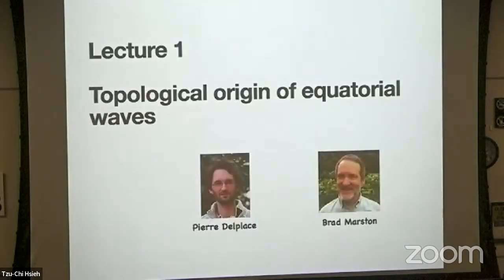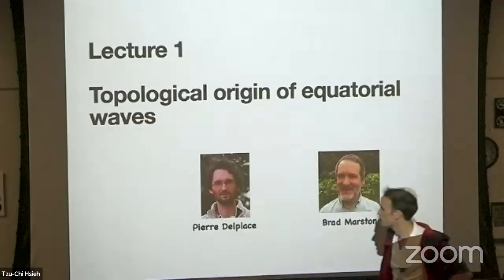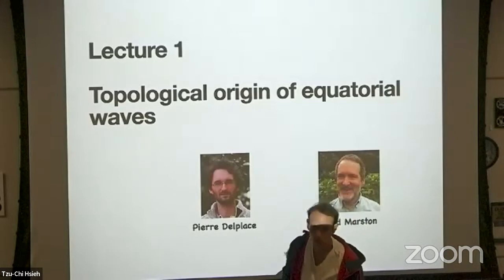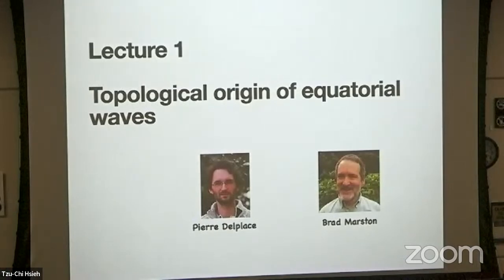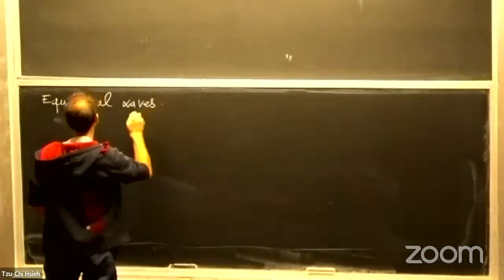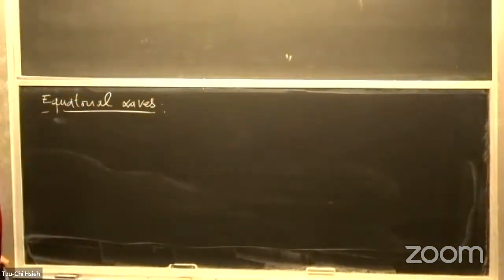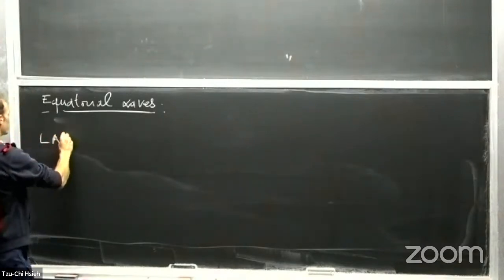Okay, so let's go for the first lecture. The first lecture is really based on work done with Brad and another colleague in Lyon, Pierre Delplace, who comes from condensed matter and worked on graphene. So let's start with equatorial waves. And the aim of the lecture is to show the topological origin of the waves involved in the El Niño phenomenon. So the problem of equatorial waves, I think it's fair to say that it started with Laplace.